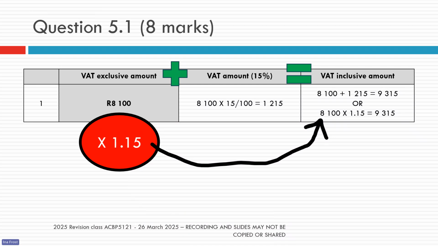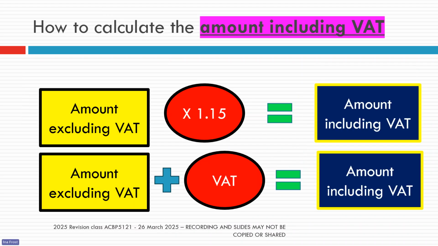They could either just have added their VAT to their VAT exclusive amount, or they could have used one of our formulas by just multiplying with the 1.15. So there were different ways to go about it, but all of these still gave the student 9,315. Okay, so that is this one, where if we give you the VAT exclusive amount, there are different formulas that will give you the VAT inclusive amount.